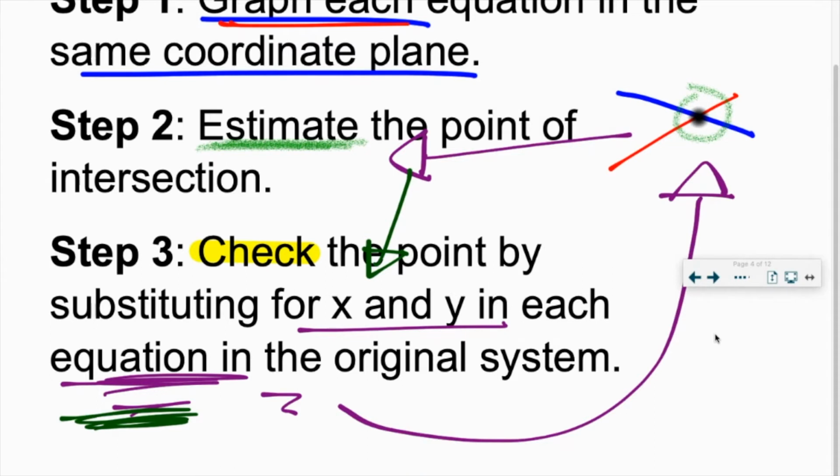So on this estimate part, you and I are going to hope that they really come out to a nice spot, a good point that we don't have to estimate. But sometimes you and I have to change the scale on our graph, and that's where that estimate is going to come into play.